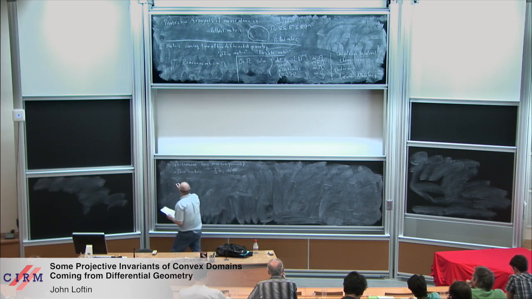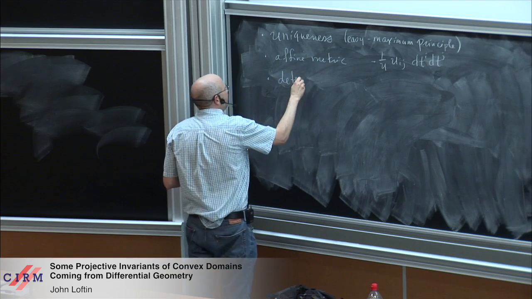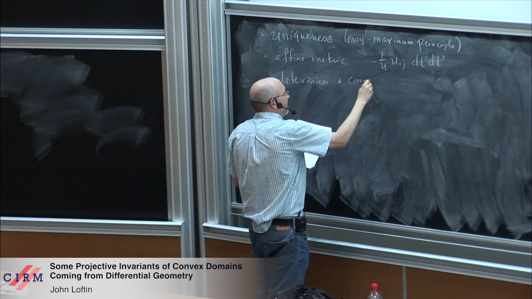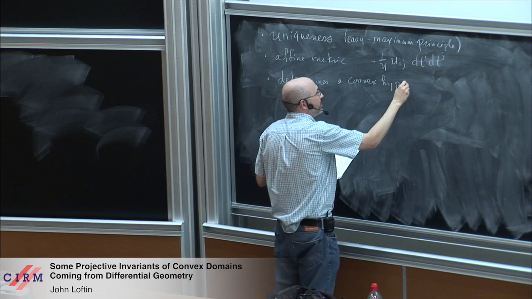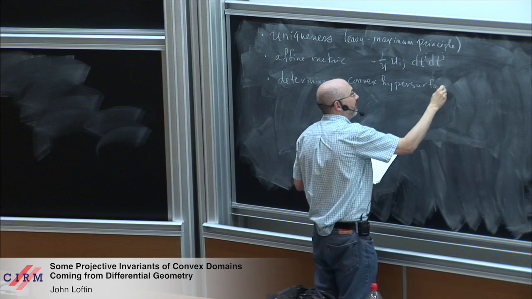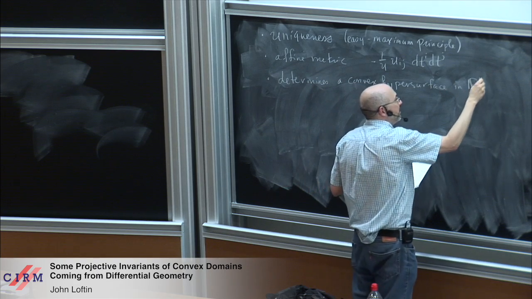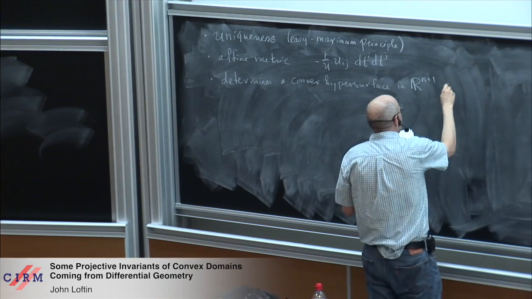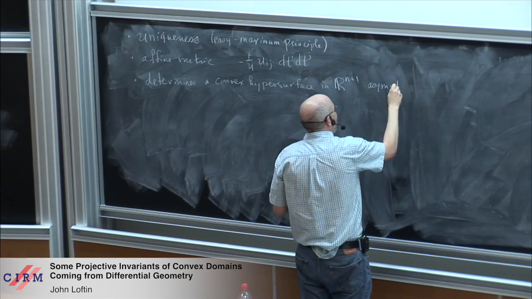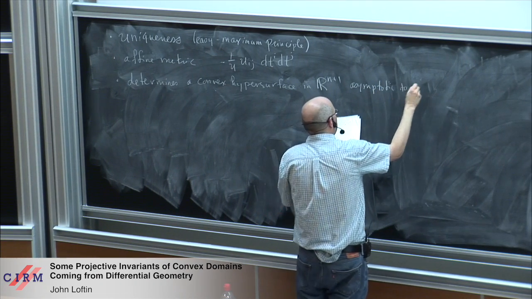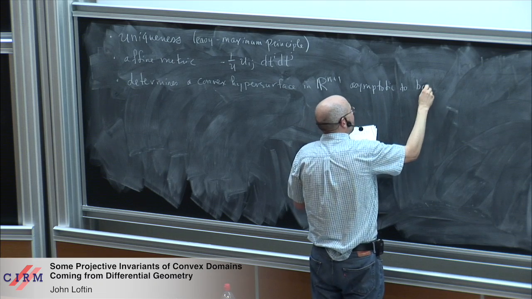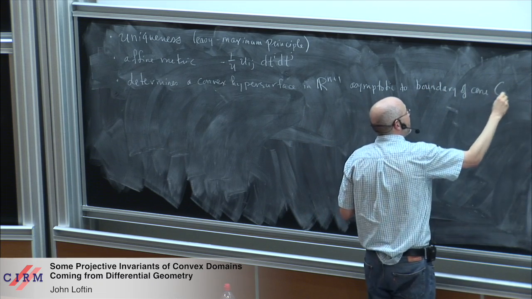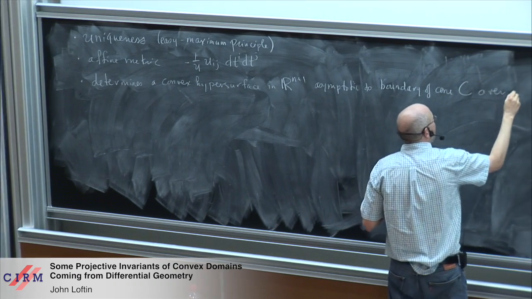And so it's going to determine a convex hypersurface in R^(n+1), which is going to be asymptotic to the boundary of the cone C over omega.